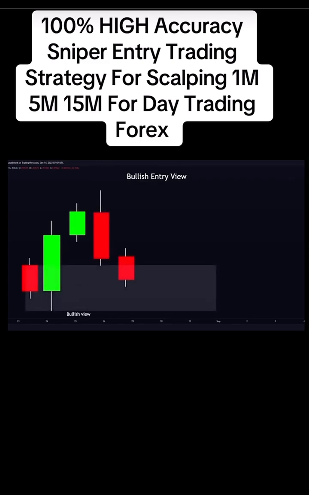The next step is to draw the demand zone on the bullish candle. We will draw the demand zone from the open of the bearish candle to the low of the bullish candle. If this is the first time watching our videos, then you don't have to worry because I will teach you everything about this pattern.